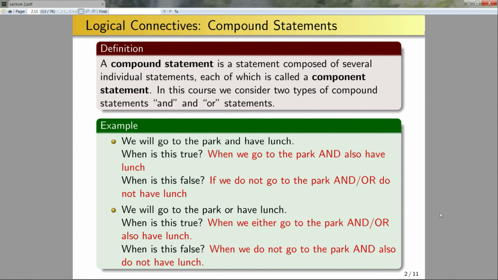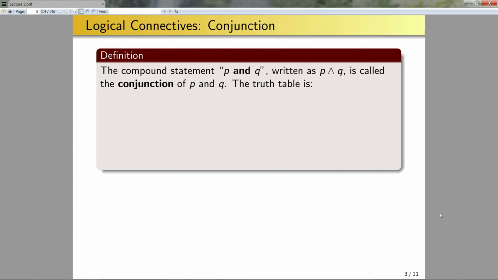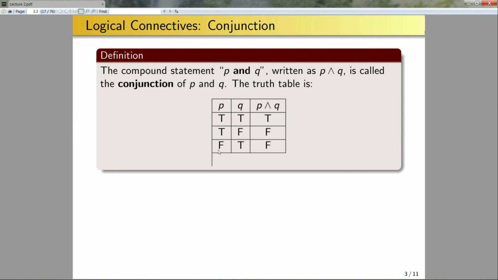Now let's formalize these ideas a little bit. The compound statement P and Q, written as P wedge Q, is called the conjunction of P and Q. And the truth table of P and Q is, well, let's work through it. We know that we have two component statements, P and Q, therefore we're going to have 4 rows in this logic table, and let's go through them. If P is true and Q is true, then P and Q will be true. But if at least one of P or Q is false, then P and Q will be false. So the rest of these elements will be true, false, false, false, true, false, and false, false, false.